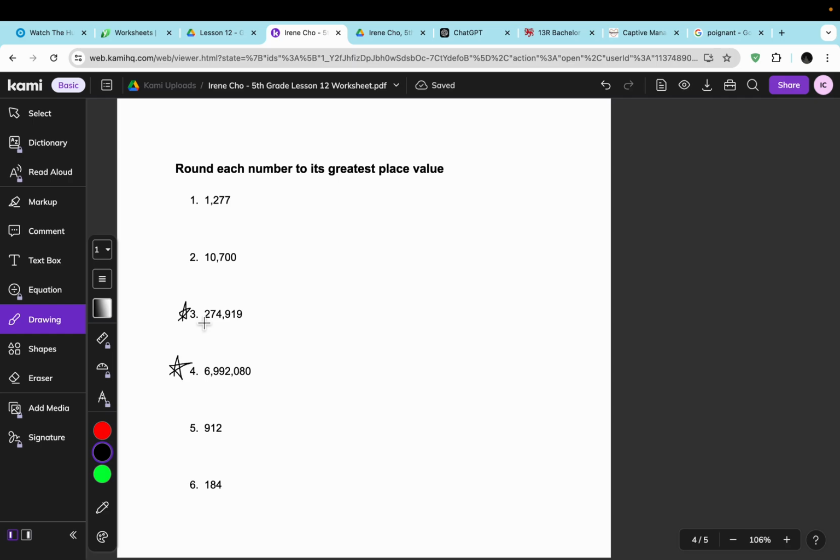So for this number, it's a 2. It's in the 100,000th place. We look at the digit afterward. It's a 7. 5 and up means the number is rounded up, so greater going up. So the number is 300,000.